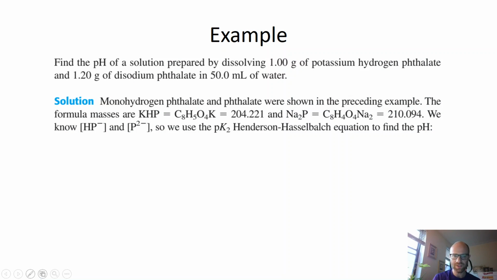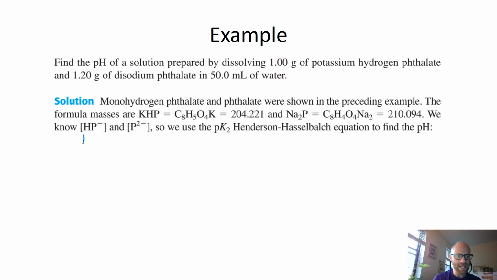So for example, here's a quick example that your book goes through. Here's an example where we're mixing KHP and sodium phthalate from a previous problem, actually. We want the pH of a solution where we mix 1 gram of KHP and 1.2 grams of sodium phthalate in 50 milliliters of water. Don't forget that the milliliters of water part is kind of irrelevant because we're not worried about molarity so much as we worry about moles.